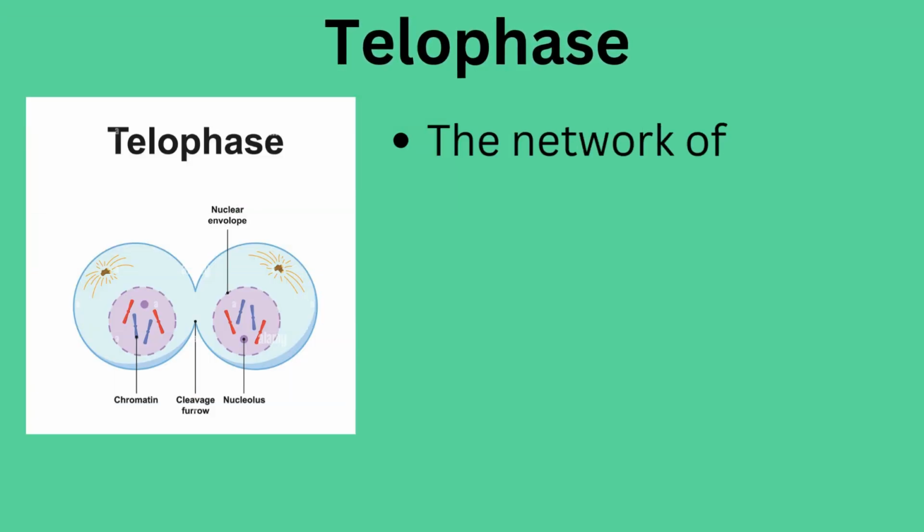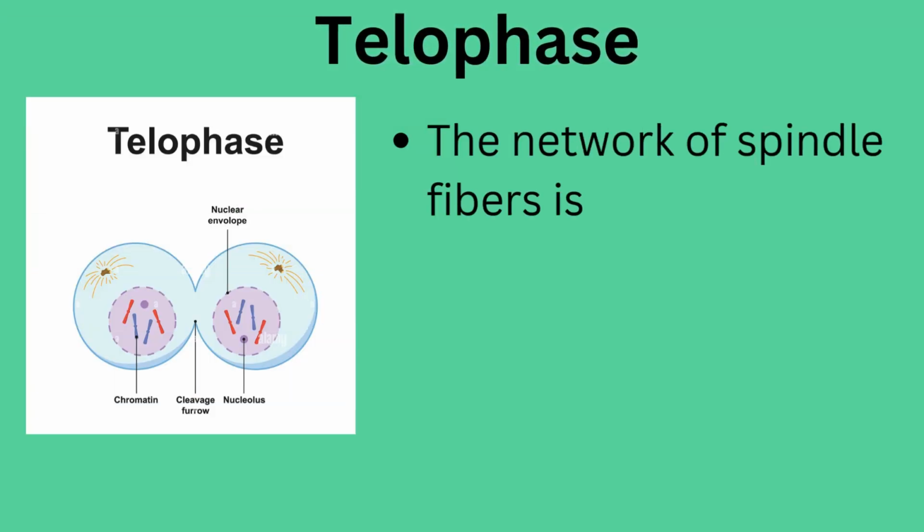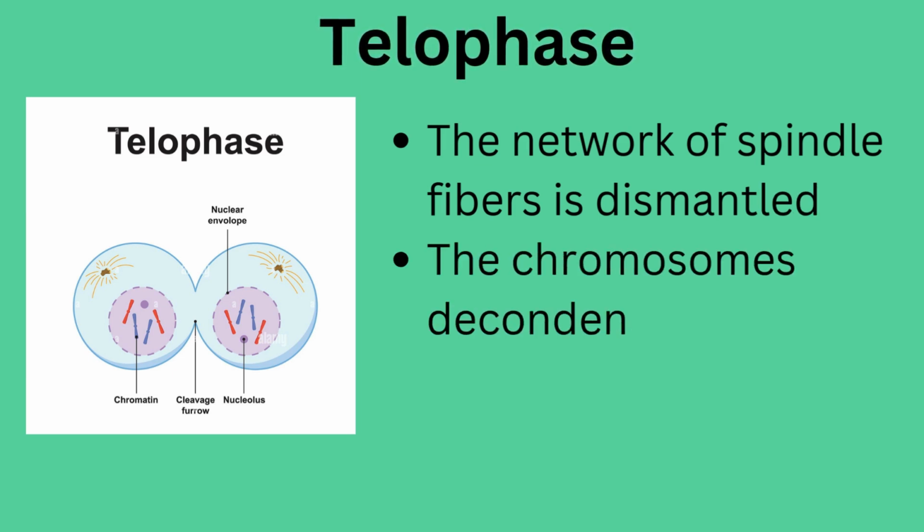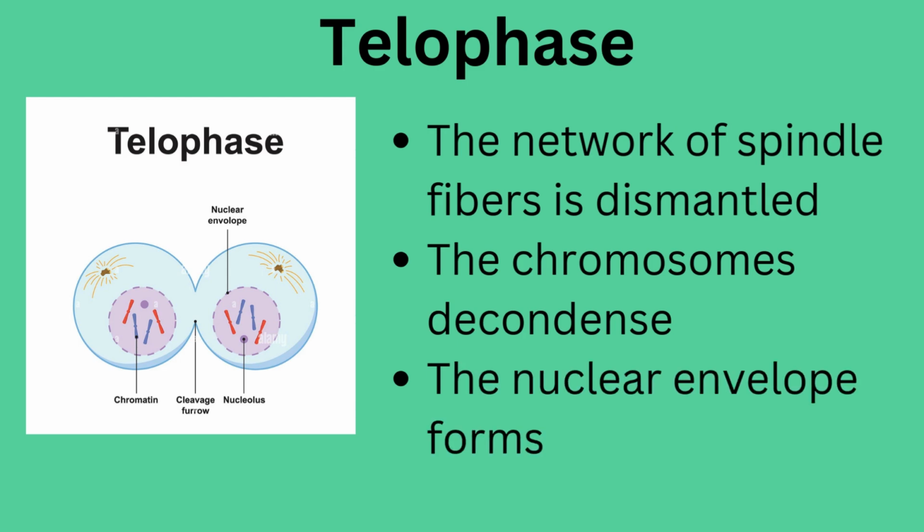Telophase begins once the chromosomes have completed separating and reached the opposite poles of the cell. During telophase, the network of spindle fibers is dismantled. The chromosomes decondense, and around each complete set of chromosomes, a nuclear envelope will begin to form. At this point, the actual process of mitosis is completed.